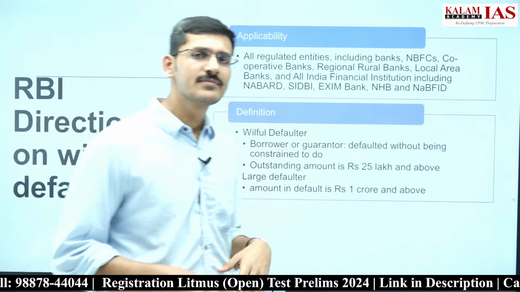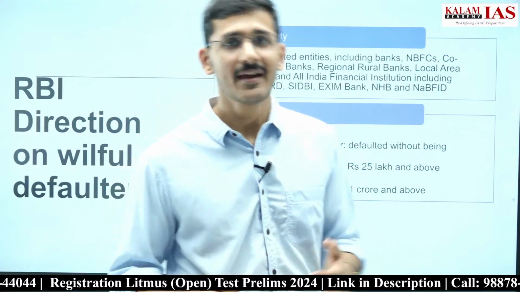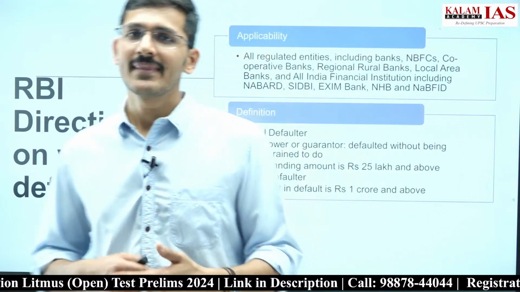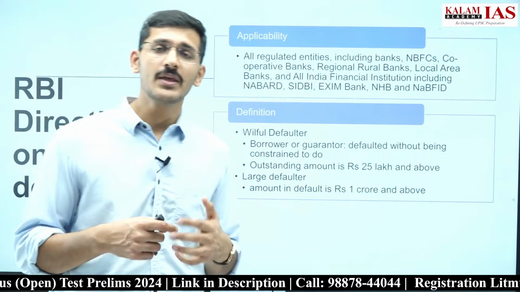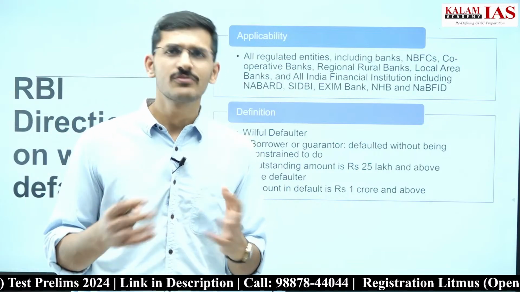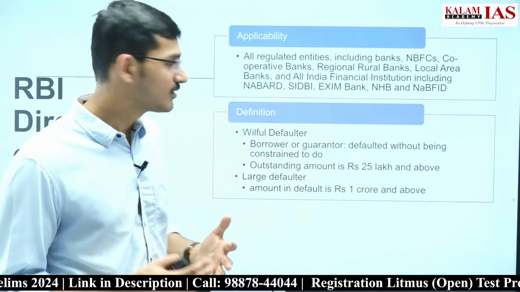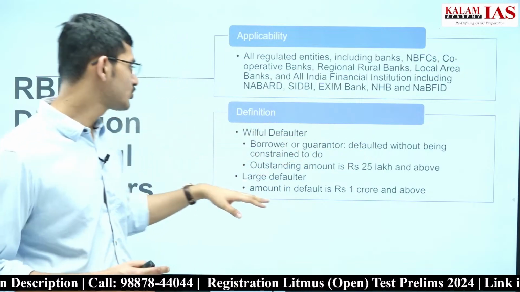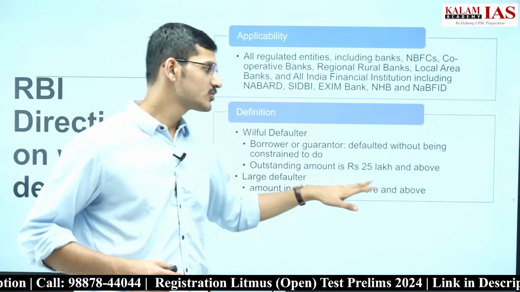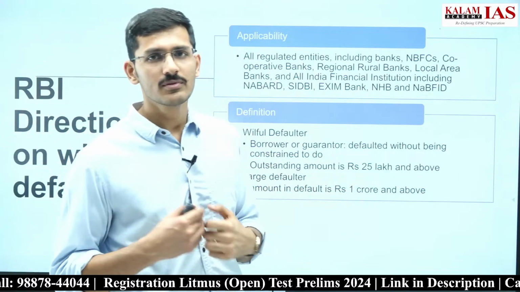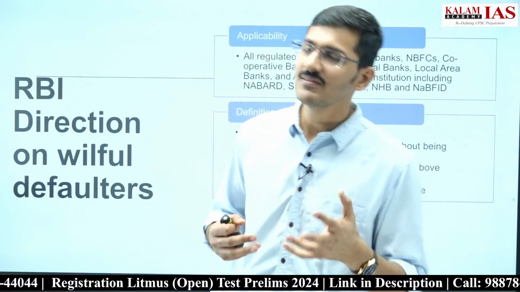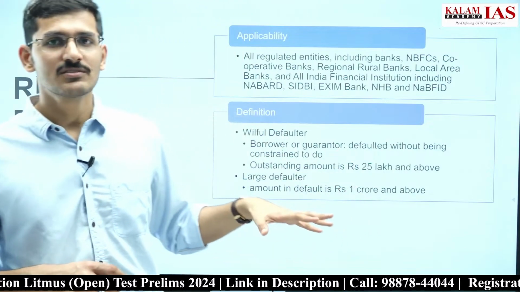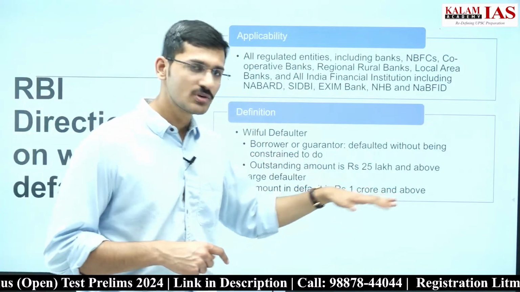For example, if there is money that I need to pay to someone, I have the financial capability to pay that money, but I still refuse to repay it, then I am a willful defaulter. It is not because of my bankruptcy. I have just refused to repay that money, then I become a willful defaulter. So a borrower as well as a guarantor who has defaulted without being constrained to do so, and the outstanding amount is rupees 25 lakh and above. If I have refused to repay just 5,000 rupees or 5 lakh rupees, then I will not be classified as a willful defaulter. I will be classified as a willful defaulter only if the money is more than rupees 25 lakh.